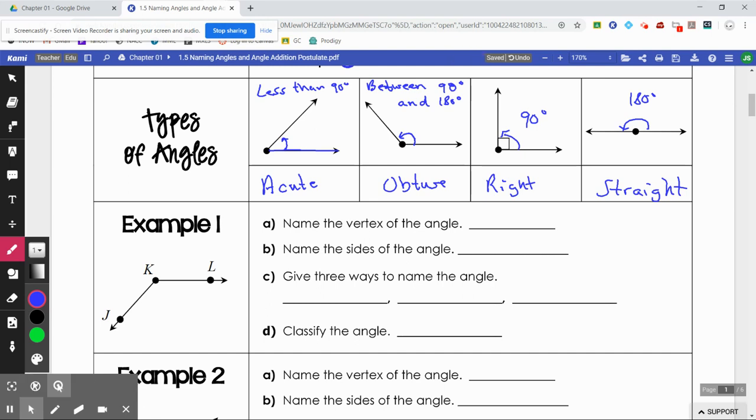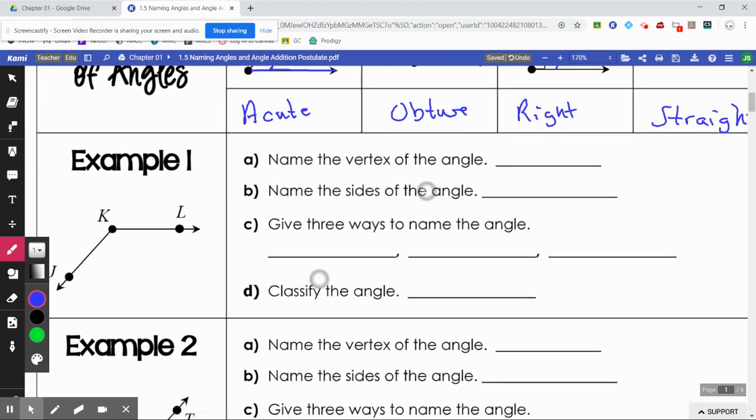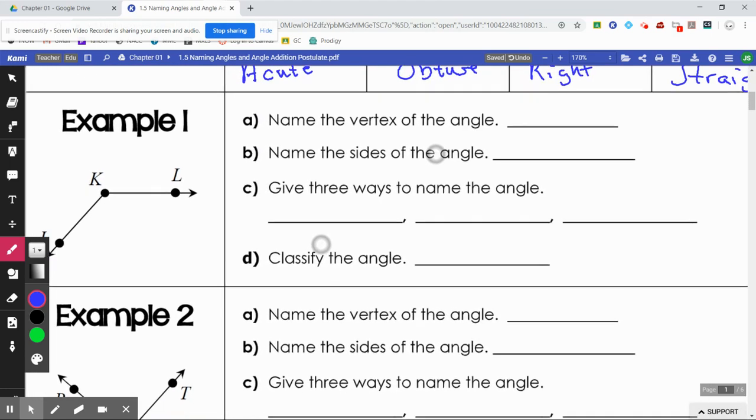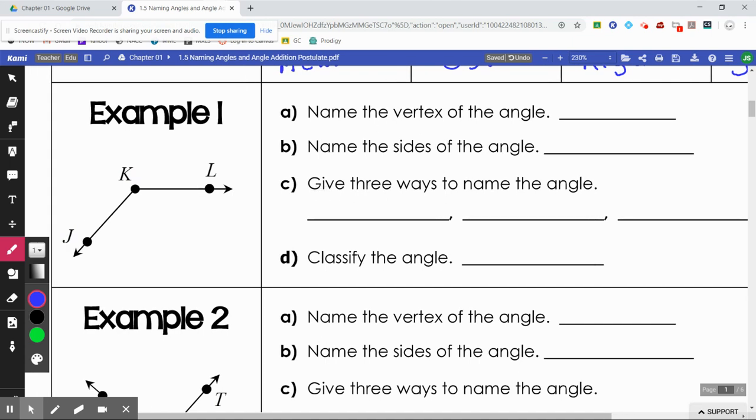Okay, now let's work some examples. These next few examples are just giving us practice with those vocabulary words that we just learned about angles. Name the vertex. Again, the vertex is the common endpoint of the two rays here. So the vertex here would be point K. Notice I put that point symbol before it.